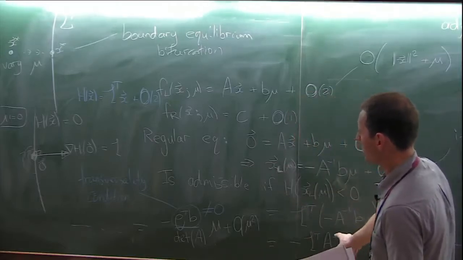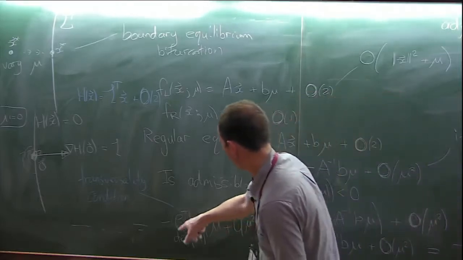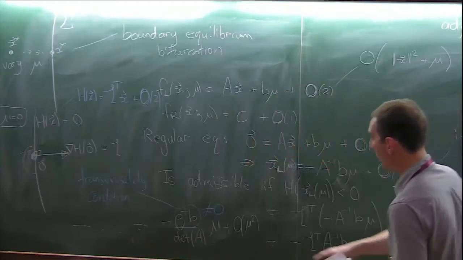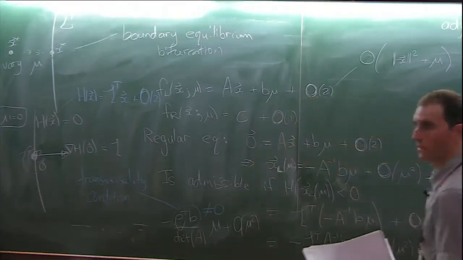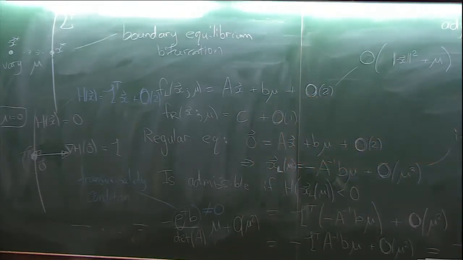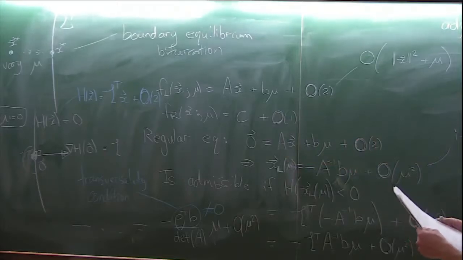So for non-degeneracy, we've really got two conditions. This rho transpose B has to be non-zero, and also the determinant of A has to be non-zero, so that we actually have a unique regular equilibrium.